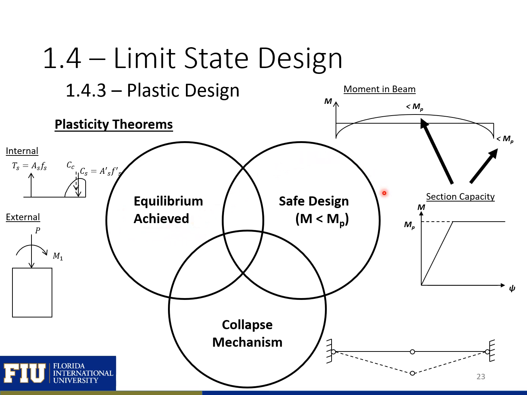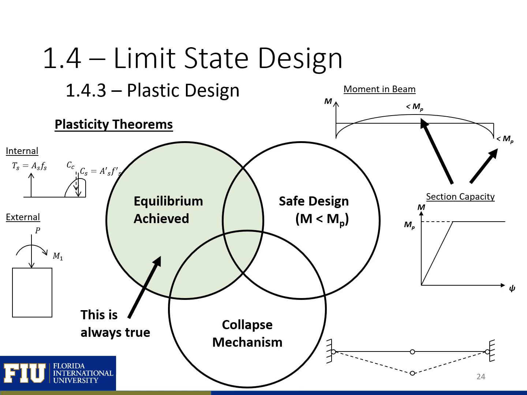The second is our yield criterion. So essentially, do our applied stresses exceed or are they less than our available material strengths? And then finally, our collapse mechanism. Is the mechanism that we have on the structure, does it cause collapse or not?